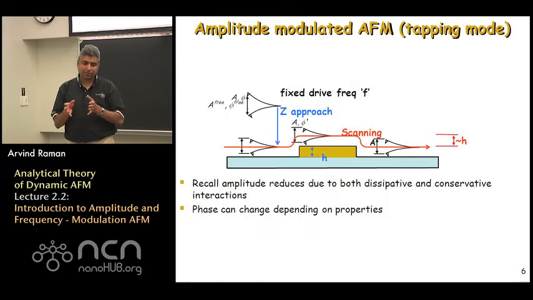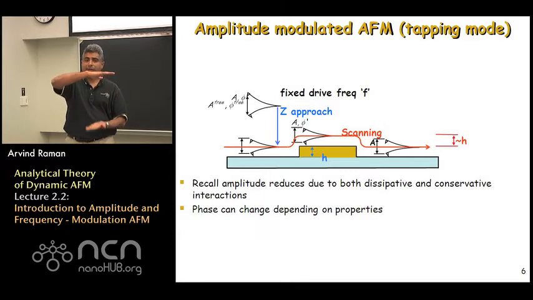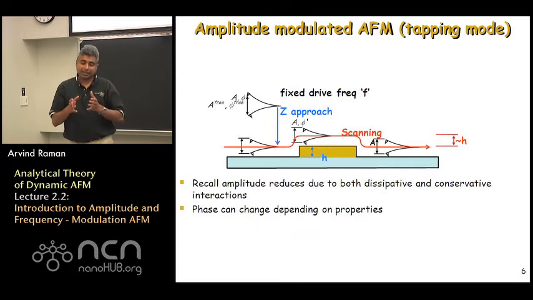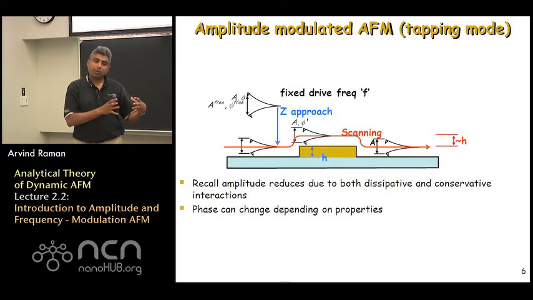Now what happens is one would scan over the sample, and the controller tries to change the Z separation, which one can do by either changing the sample position or moving the base of the cantilever up and down. So one would change that. In this case, I've shown it by moving the base of the cantilever up and down. One would change the Z in order to keep the amplitude constant at a certain value A.